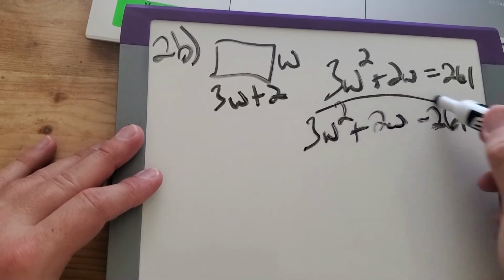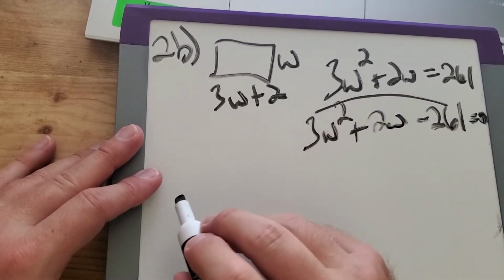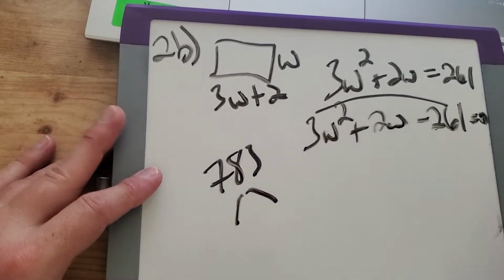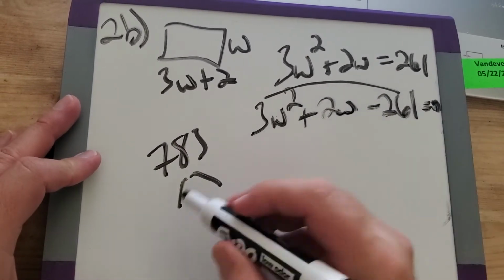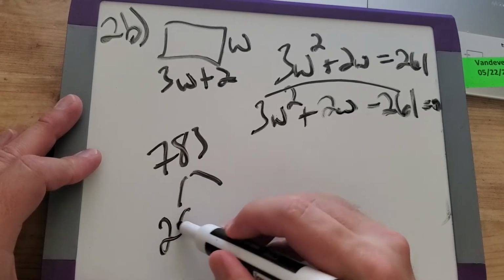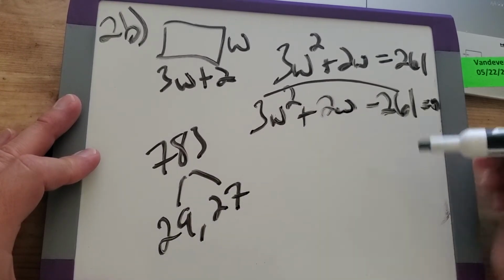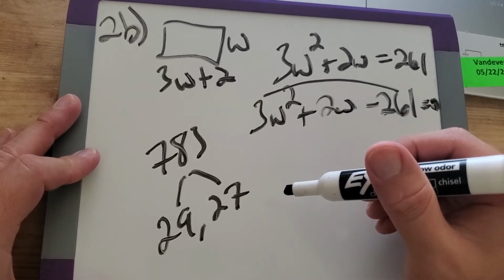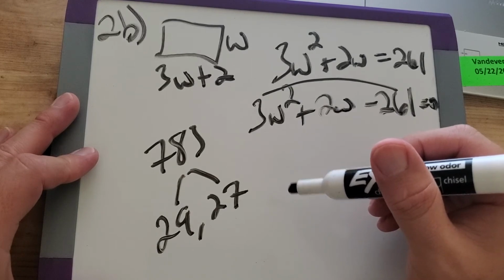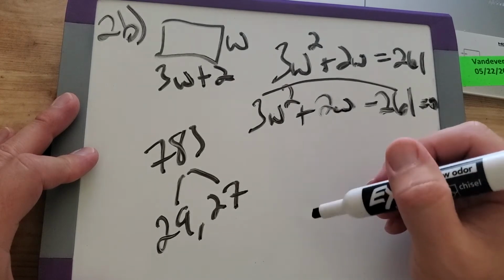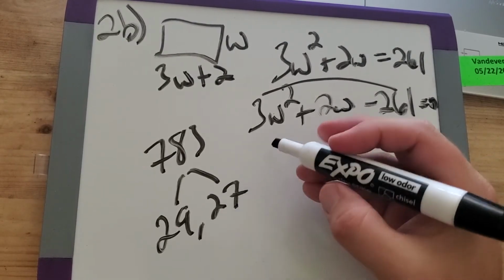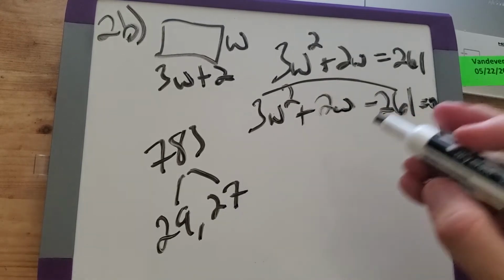And then you need to do 3 times 261, and that's where you get 783. And then you do 2 numbers that multiply to 783 and add to be 2, and you eventually find, was it 29 and 27? Sounds about right. Let me check. 30 would be... 810, 810 minus 27. Yeah, okay, good. So that's right.